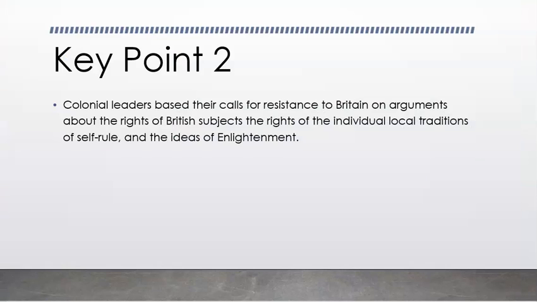So, colonial leaders based their calls for resistance to Britain on arguments about their rights as British subjects, the rights of individual local traditions of self-rule, and ideas of the Enlightenment. So basically, the colonists are saying, look, we've been running ourselves, we've been in charge for the longest time, we've got rules that we've established, right? A lot of the colonies had their own taxes and policies. So they're not happy about that.